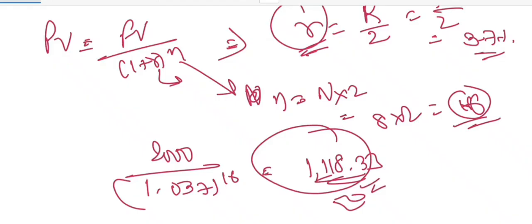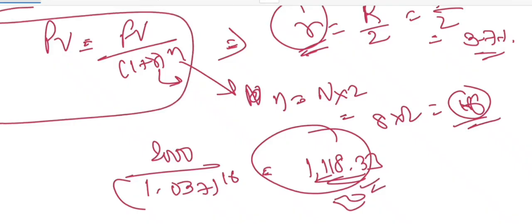So remember, the formula that you need to remember is this formula, right? To compute the present value of a zero coupon bond. Please let me know if this concept is clear or not.